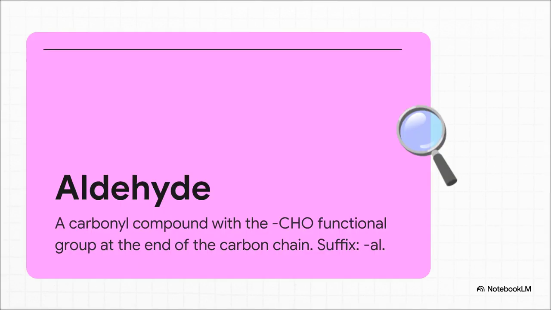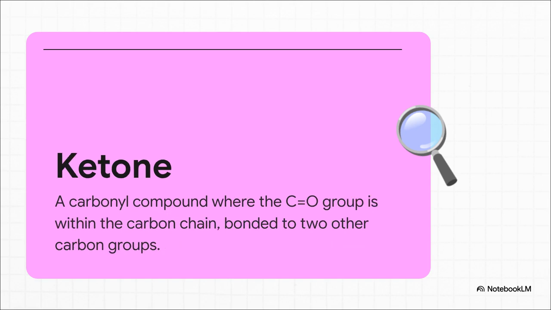First up, we've got the aldehydes. Now for these guys, it is all about location, location, location. The defining feature of an aldehyde is that its carbonyl group is always, and I mean always, sitting right at the end of a carbon chain. That gives it the functional group you see written as CHO, and we give them names that end with -al, like ethanal.